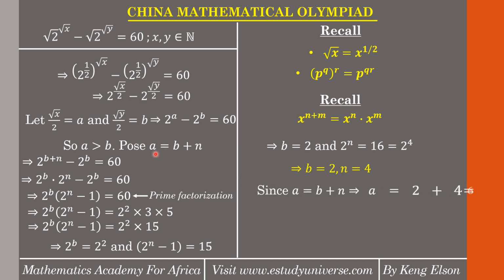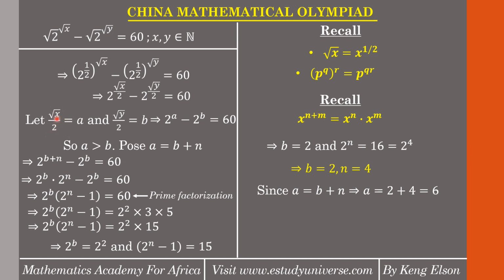How do I get a? Our a is b plus n, so 2 plus 4 is equal to 6. So we have gotten the value of a and we have gotten the value of b. The value of b is 2 and the value of a is 6. So let's go back to getting the value of x and y.